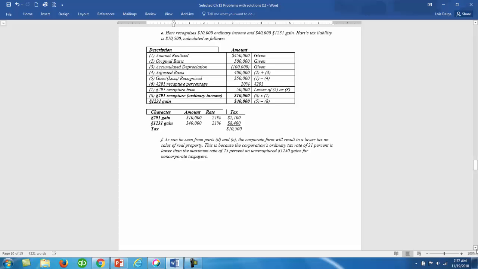The last question asks, in which situation or in which form of organization will the taxpayer pay the least amount of tax? And it shows here that the corporate form ends up being the lower tax, and that's because it's a flat rate of 21%. And if it was real estate that was not a corporation, as we saw in letter E, then some of that gain is 25%. So it saves him the most money to incorporate.